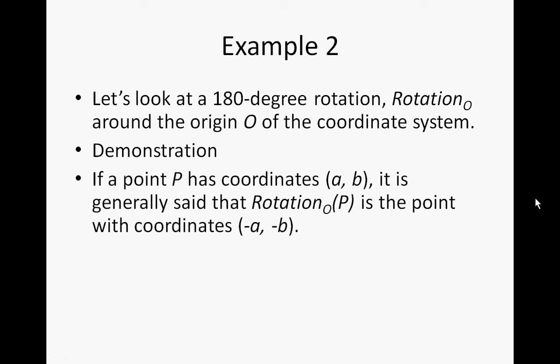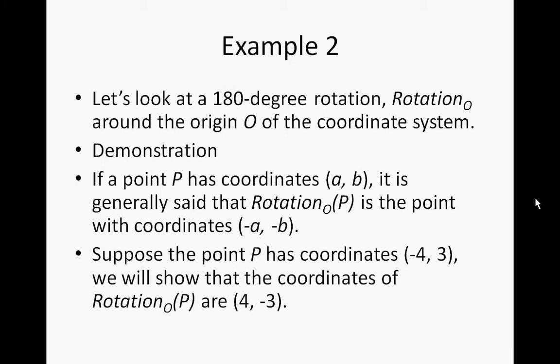If a point P has coordinates (a, b), it is generally said that the rotation around O of P is a point with coordinates opposite of a and opposite of b. Remember, we're not calling this negative a and negative b; in this sense, it is going to be the opposite. So suppose point P has coordinates (-4, 3). Then we are going to show that the rotation around O of P gives us the opposite of -4, which is 4, and the opposite of 3, which is -3.